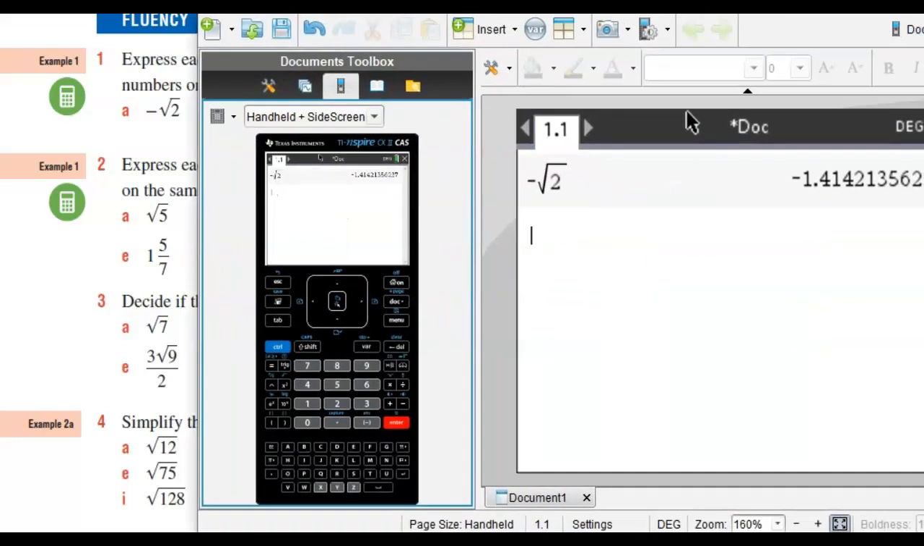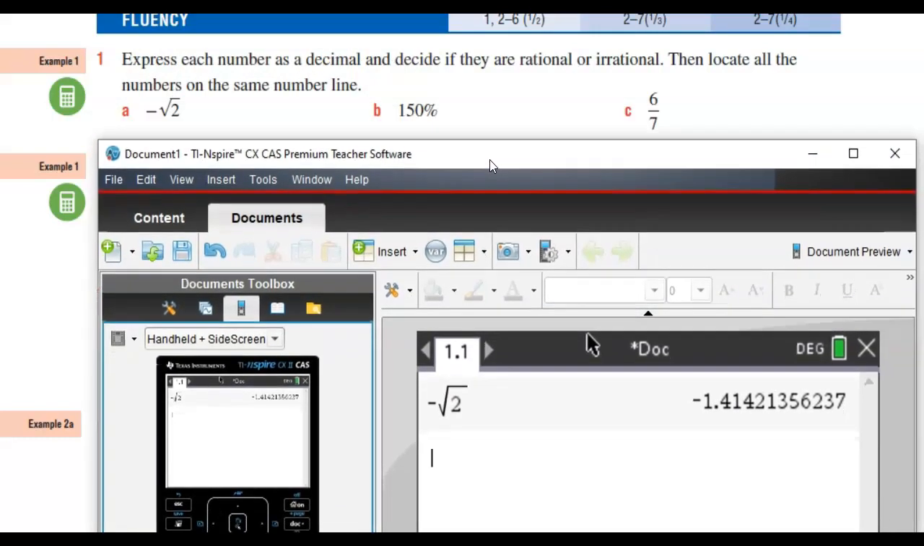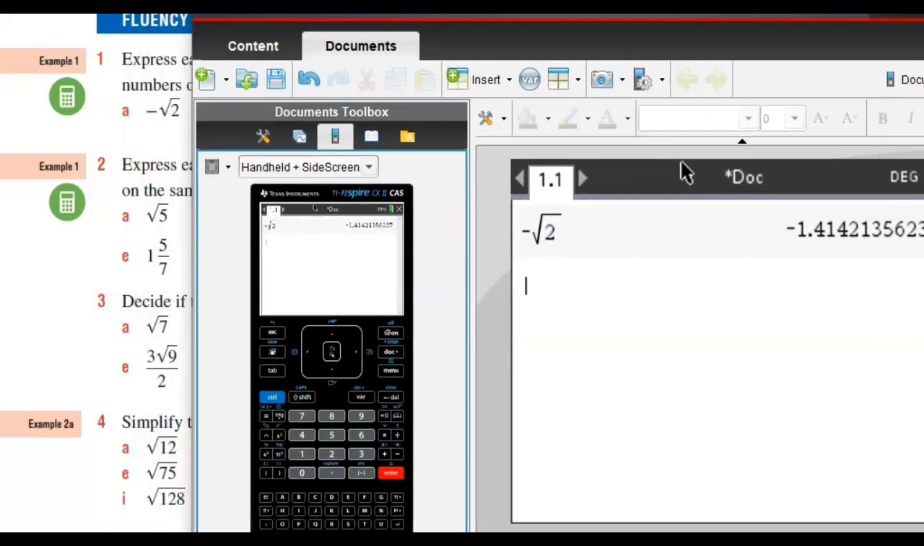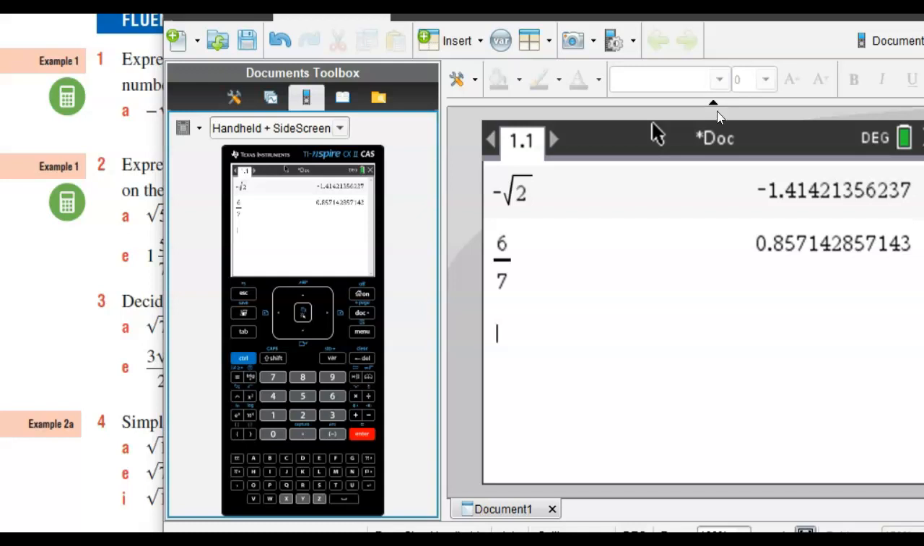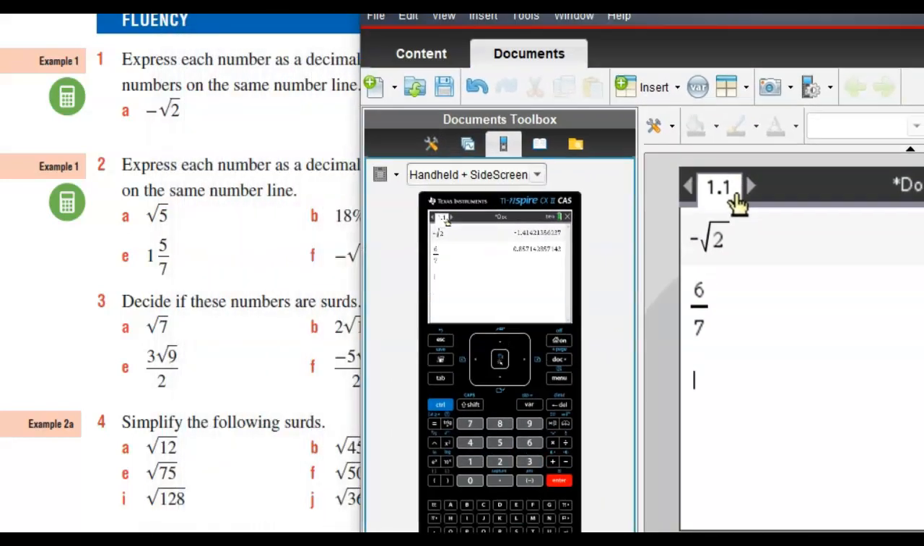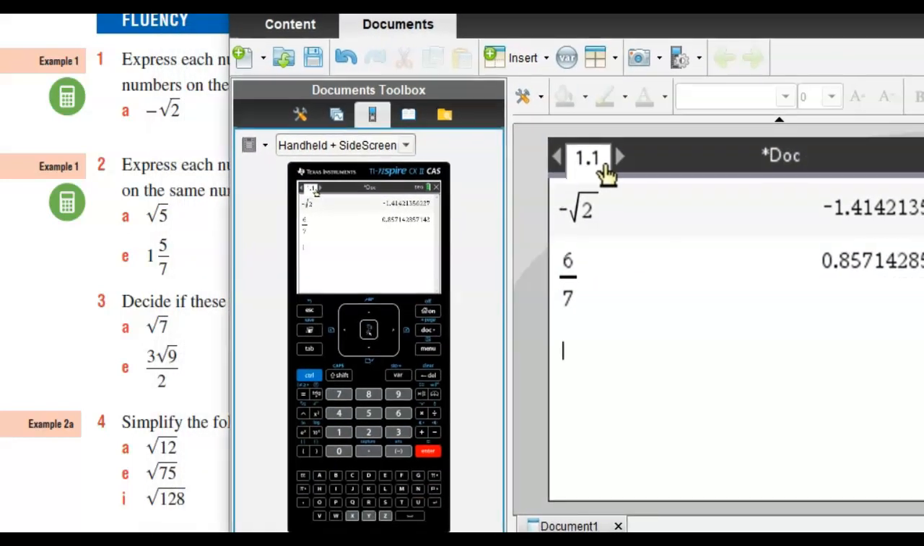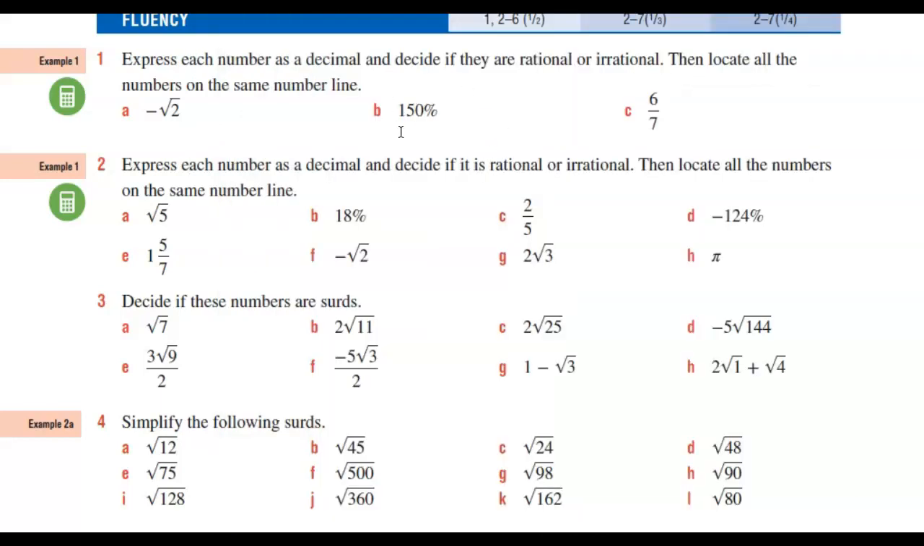What's the next one? Let's just do 6 over 7. 6 divided by 7. You can see it is a recurring decimal, which just means you've got a pattern: 857142, and it's going to keep going. But we've also got a fraction here, so remember, a fraction is not an irrational number. And 150% is not irrational either.